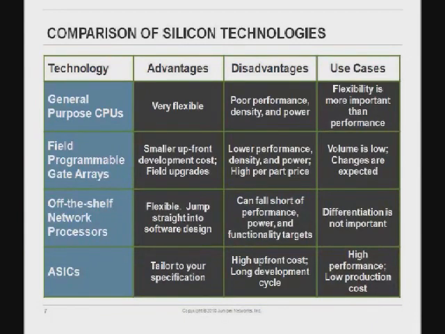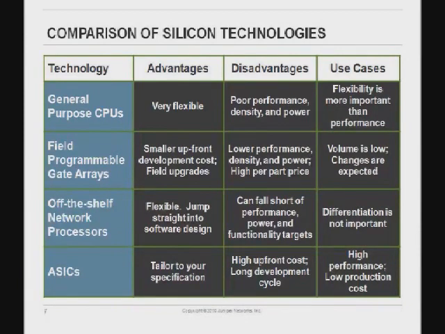The first one we look at in this table is the general purpose CPUs. And these are widely available. The advantage of them, of course, is they are very flexible because they are programmable devices. They can do anything you want. But the disadvantages in routing systems are they are not as good in performance, density, and power. And the case that it is the right answer is in cases where flexibility is more important than performance. And most of the cases are the low-end routers. And we see them a lot even in commercial systems.